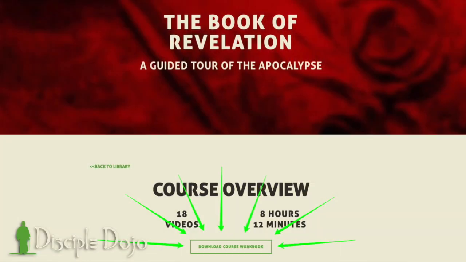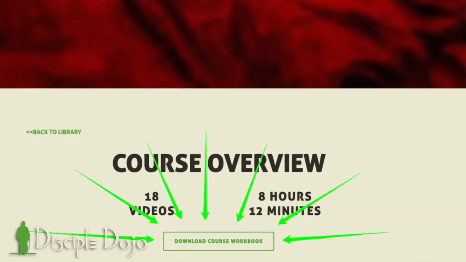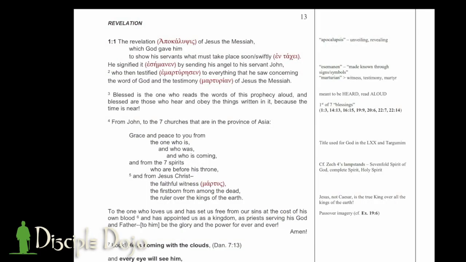I'll give you an example here at Disciple Dojo, our course, Revelation, a guided tour of the apocalypse. You can click right here and do the entire course for free. But if you click right there, there's going to be an option when you get to that page to download the workbook. And if you download the workbook and open it, you're going to come to the book of Revelation. And here is what I've done.